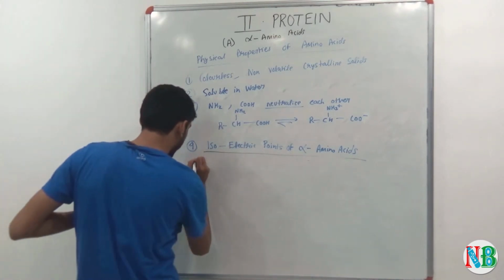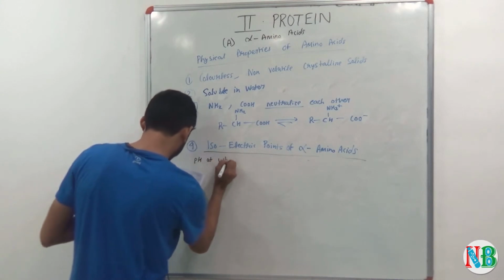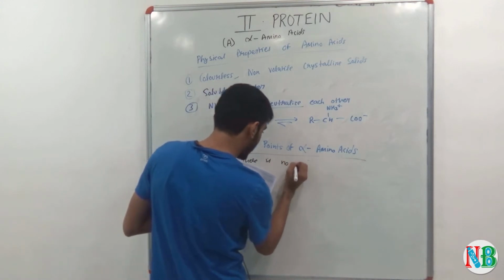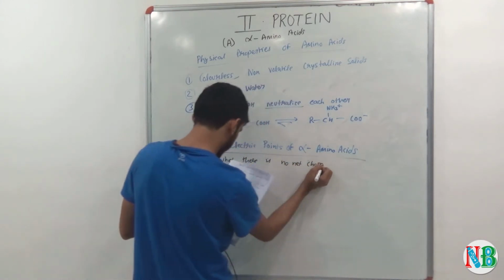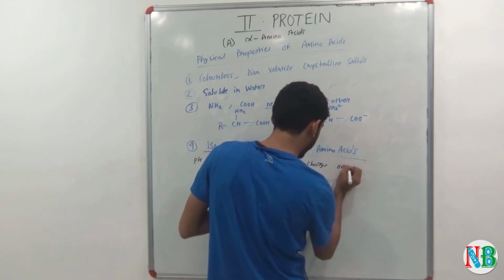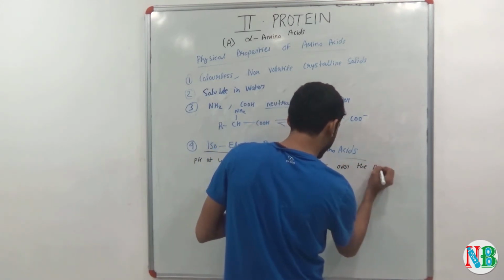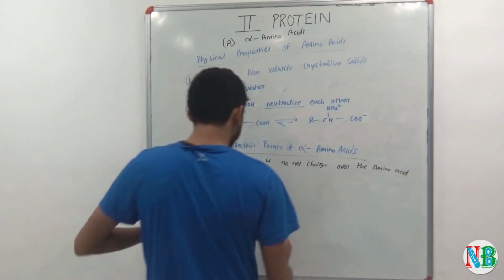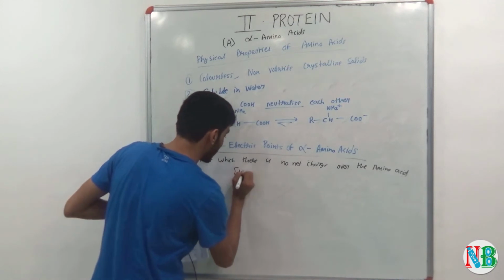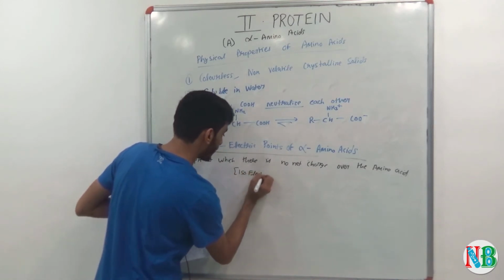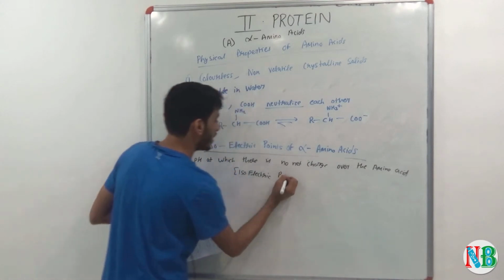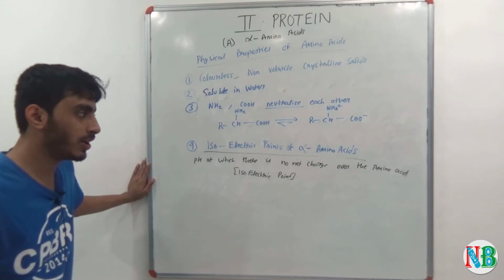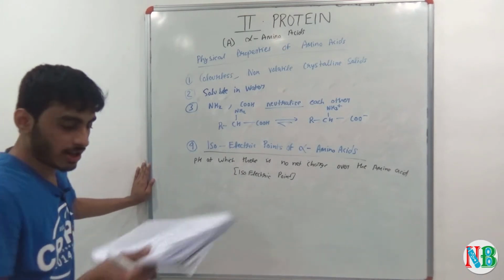So it is a pH at which there is no net charge over the amino acid, and this pH level is known as isoelectric point. So if there is no charge over the amino acid, it will not migrate towards either anode or cathode.